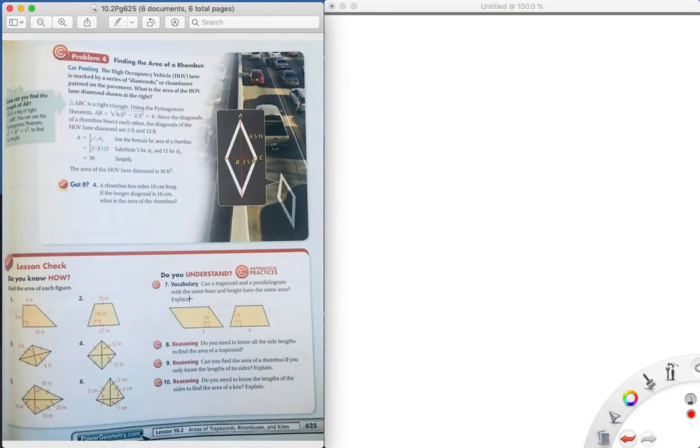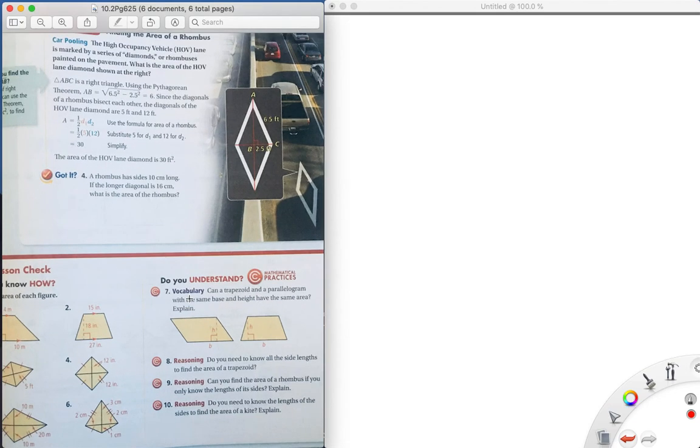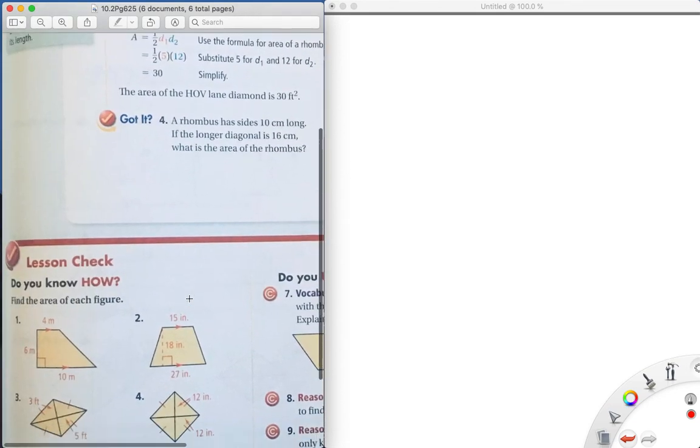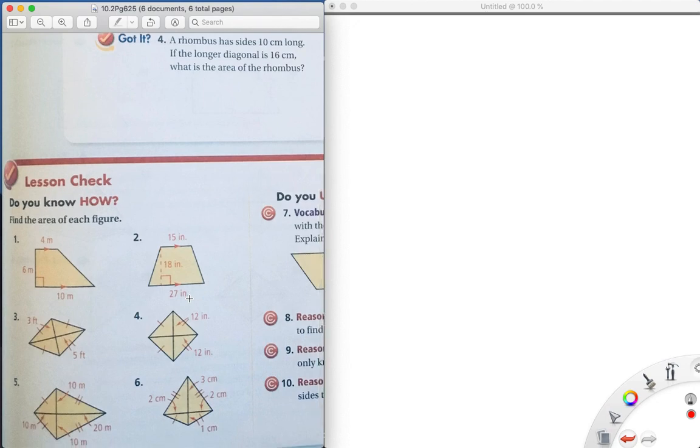All right, let's go through a couple more examples, and then we'll be done with this section. They gave us a trapezoid for number 1. We have a 4 here, we have a 10 here, and we have a 6 here.